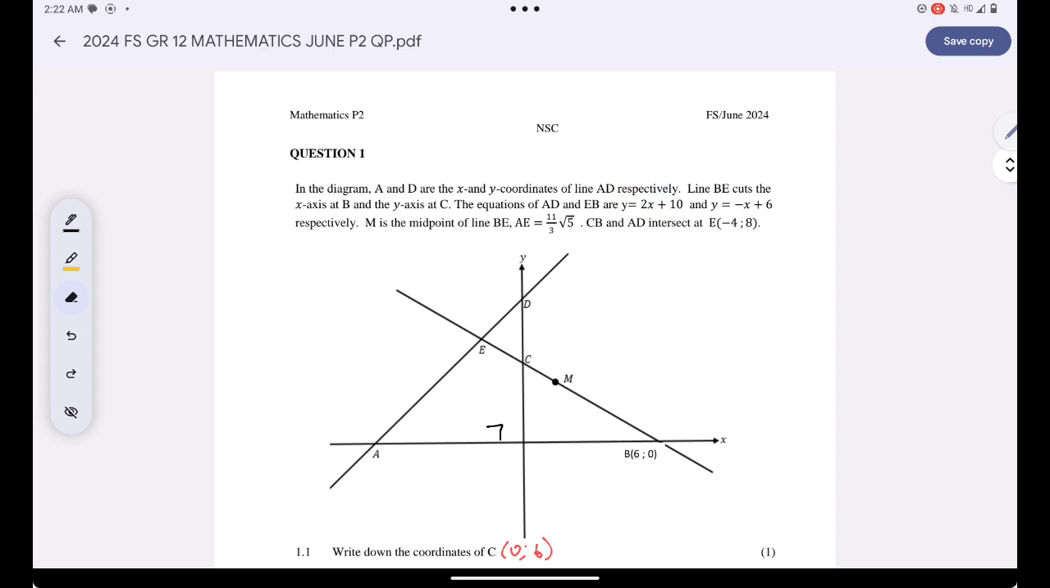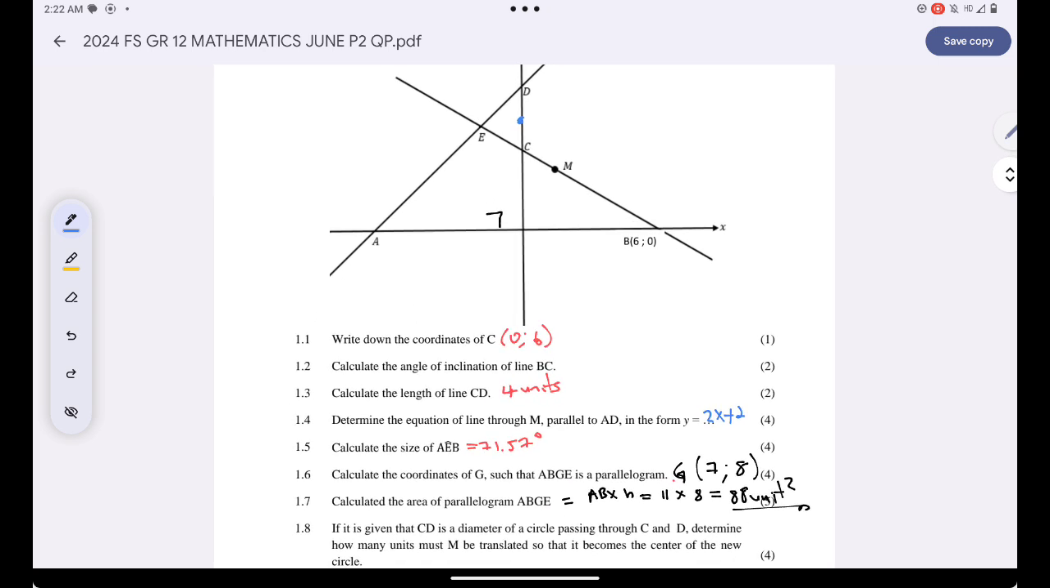Okay. We are told that CD is the diameter of a circle, right? That simply means that the midpoint of CD would be the center of the circle. Are you together?